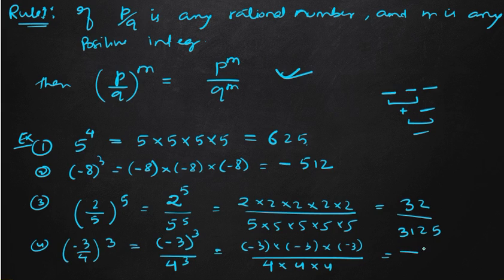So minus 3 threes are 9, 9 threes are 27. So minus 27 divided by 4 fours are 16, 16 fours are 64. So this will be the required answer, that is minus 27 by 64.